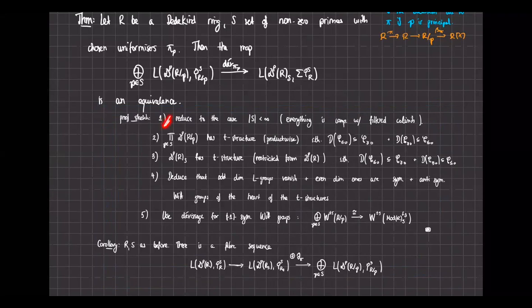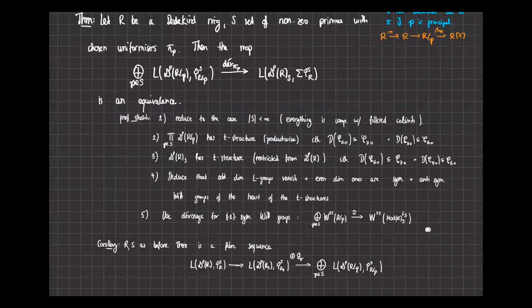The first thing is sort of formal. We reduce to the case where the cardinality of S is finite. We just have a finite number of primes, and that works by saying everything is compatible with filtered colimits. If you have infinitely many primes, all constructions are given by taking the filtered colimit over the collection of finite sets of primes.